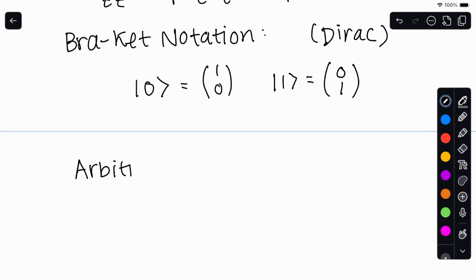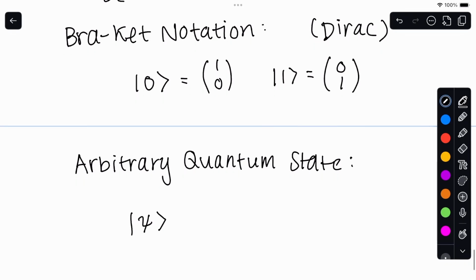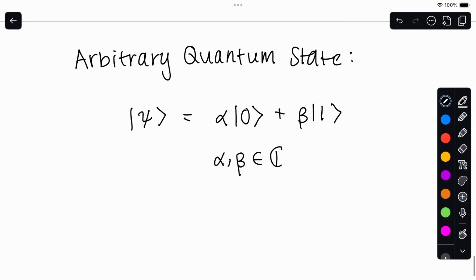So now we can also write down an arbitrary quantum state. Physicists love to use the Greek letter psi for wave functions. So we're going to have our arbitrary quantum state be psi. And again, it's just going to have our coefficients alpha and beta from before. And these are our complex amplitudes. So alpha and beta are complex numbers.